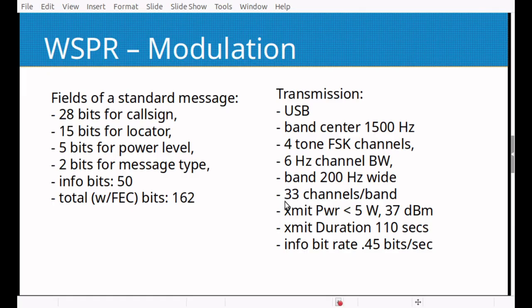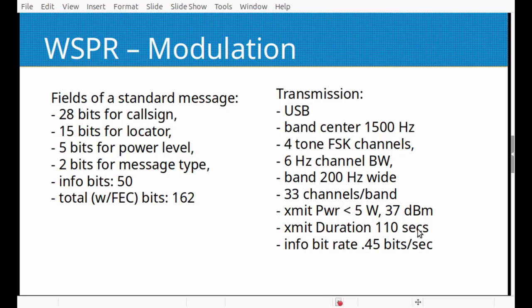Because this is such a robust transmission mode, we can use very low power, 5 watts or less. And as I said before, the power level that's transmitted is actually encoded in the standard message. And we'll find that 5 watts is equal to 37 dBm.